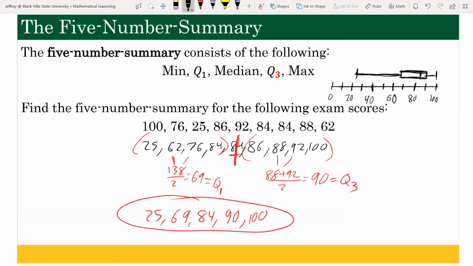And we can definitely see that there's a lot more variation in this left tail than there is anywhere else. So this is actually going to be a left skewed distribution.